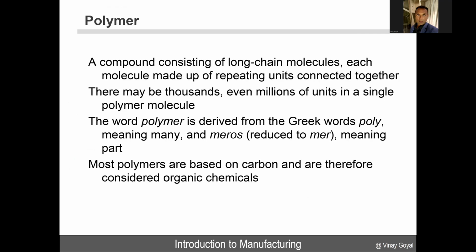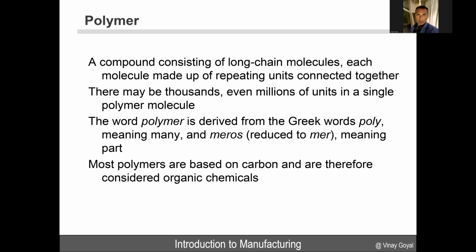So what are polymers? A polymer is a compound consisting of long chain molecules. Each molecule is made up of repeating units connected together. You can have a lot of them, thousands, even millions of them in a single polymer molecule.